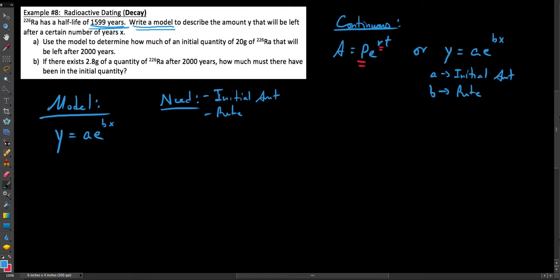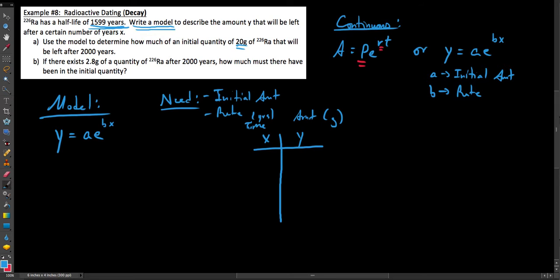So with respect to our model right here, on part A, it says use the model to determine how much of an initial quantity of 20 grams of radium-226 will be left after 2,000 years. Okay. So first things first, let's go ahead and make our table as we are wont to do with these models here. And we're going to say that we have x and y, and these are really indicative of time. And this is in years. Okay, so years. And then we have an amount. And I'm going to go ahead and tell you that this is going to be measured in grams.